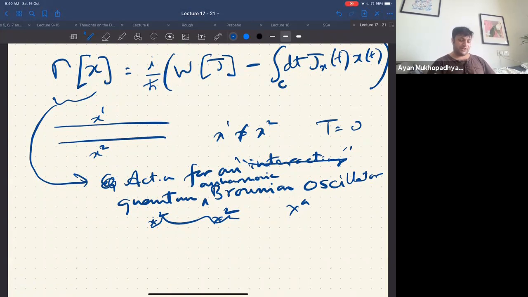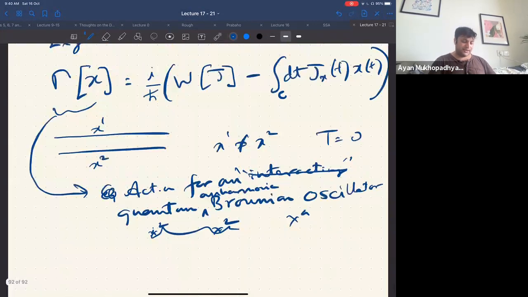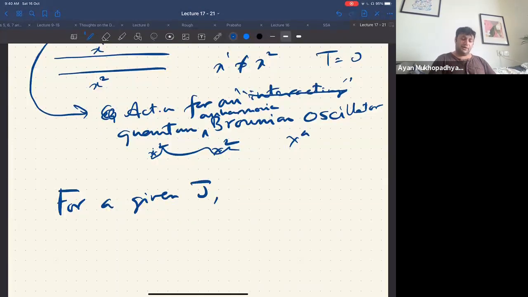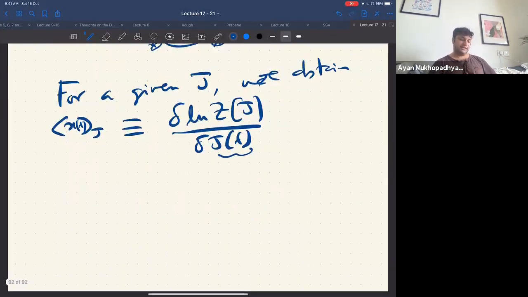So we have to define what is J of x. So J of x is as follows. For a given J, we obtain x_J, x in the presence of J, with the definition that it is basically delta log Z[J] over delta J of t. For a given function J of t, there is a unique function x of t, at least if you do the Euclidean thing. For a given J, we obtain x of J.